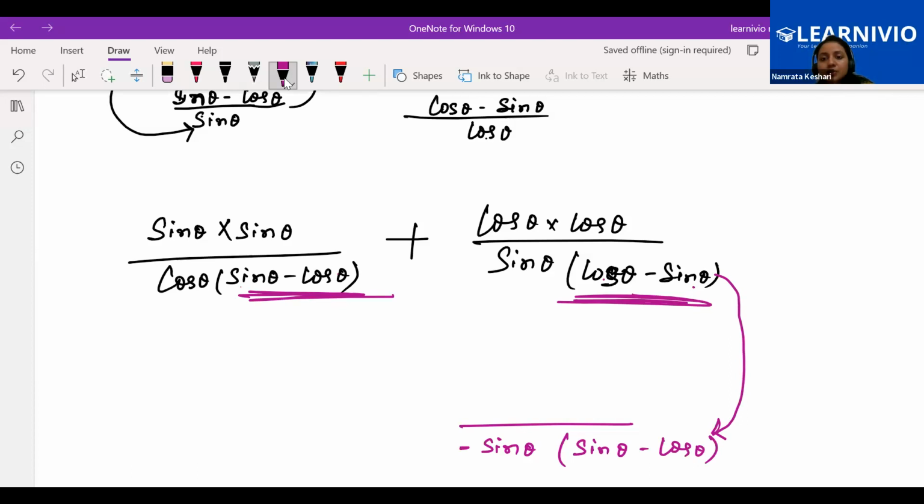Ma'am, but why are we taking the negative sign? Yeah, what you said, Aisha? Why can't we take positive?